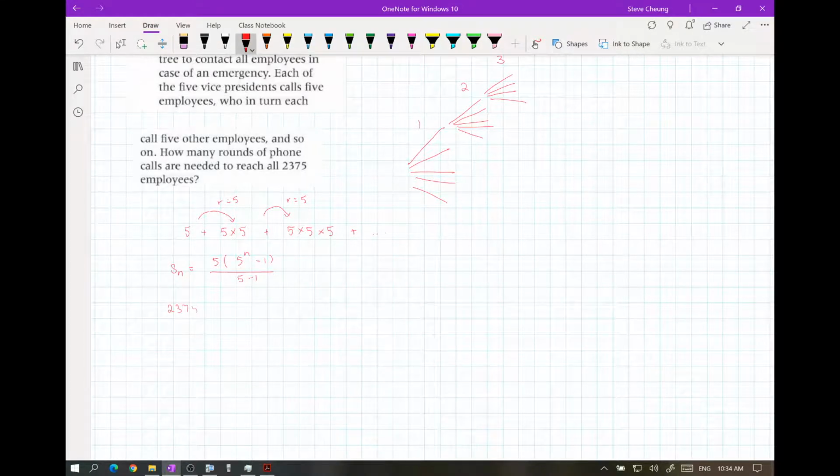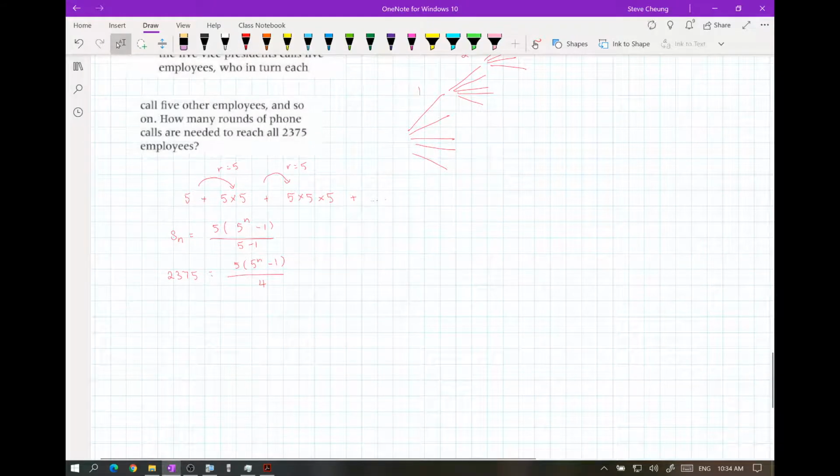Technically it should be exceeds, but here it says to reach all. So let's just see if this is a nice number. And if it's not, then we will have to do some approximation. So here I'm going to multiply this by the reciprocal. I take these 2 terms and I'm just going to flip it. Then the right hand side would just be 5 to the power of n minus 1, which is 1900. And then let's add 1.